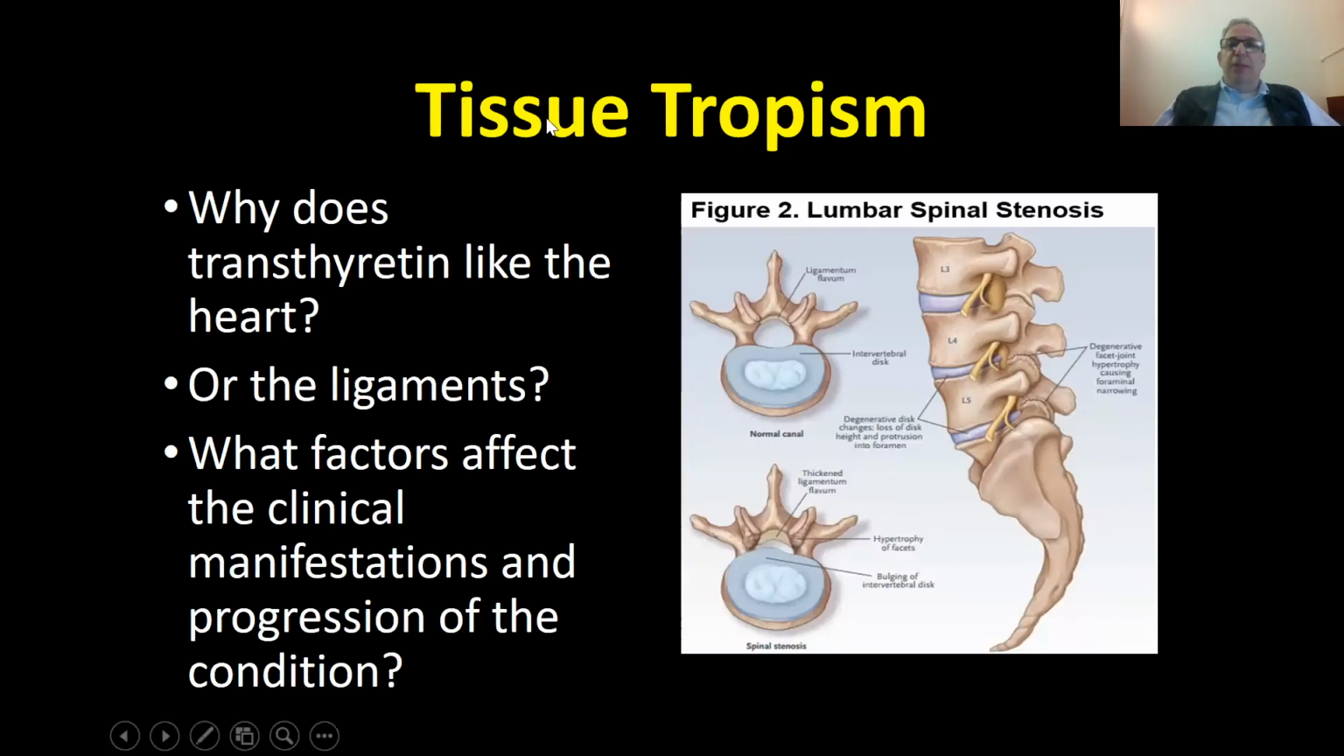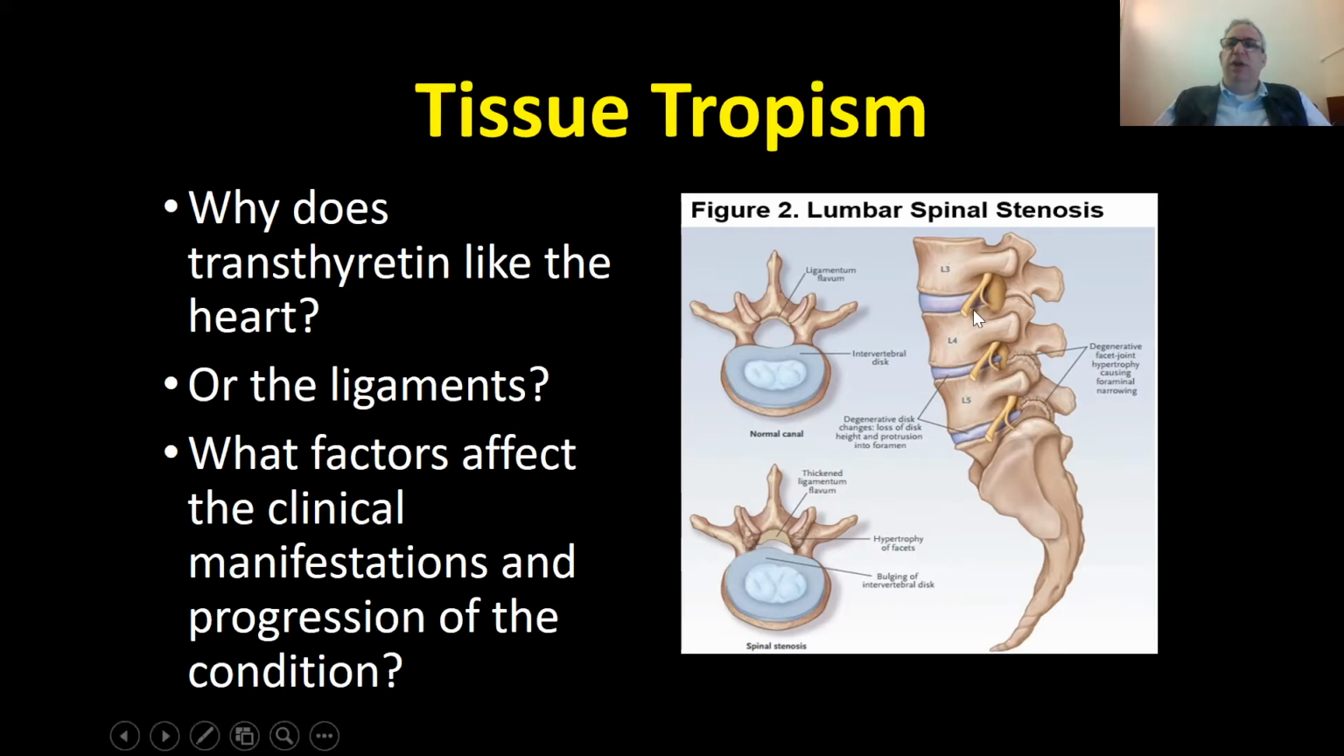We don't know why, but this protein, as I said, likes the heart. I don't know why. Interestingly, it also likes ligaments. So many patients with this condition will have a history of carpal tunnel syndrome, in which they'll describe some numbness in their hands or their fingers, particularly worse at night. They may have had previous carpal tunnel surgery, an important historical thing. We've learned many patients have spinal stenosis.